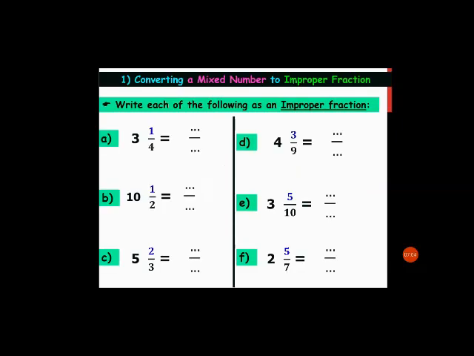So let's practice. 3 and 1/4: put the denominator as it is, 4, and then 4 times 3 equals 12. 12 plus 1 equals 13. The next fraction: put the denominator as it is, and then 2 times 10 equals 20. 20 plus 1 equals 21.